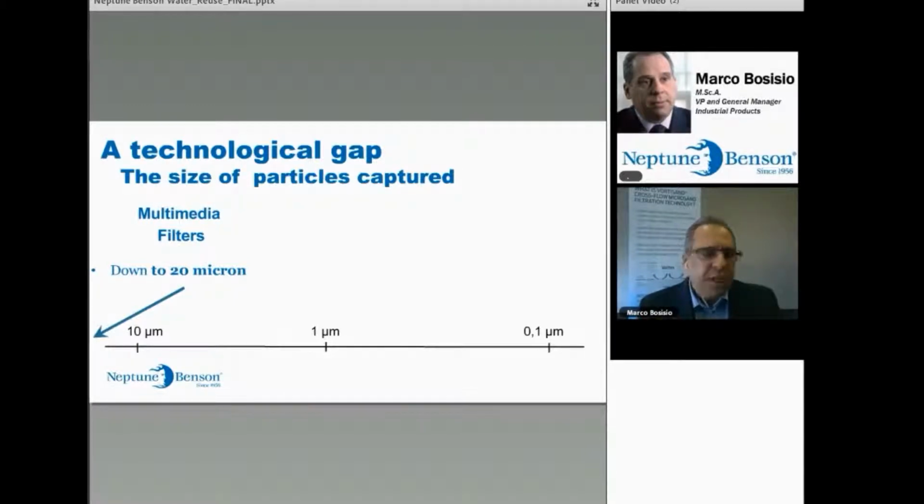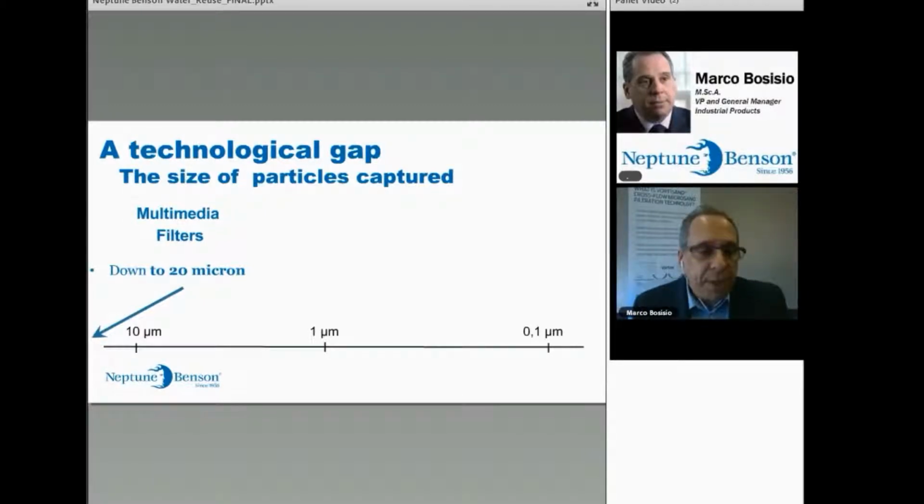So when we talk about multimedia filters, which is a well-known type of filters that are being used on the market, there's different types of filters, disc filters. Most of them go down to 20 micron approximately. But certainly the next step, if one wants to go further into removing these particles, either chemicals are being used, like a coagulant, a polymer, or even a full equipment like a clarifier.